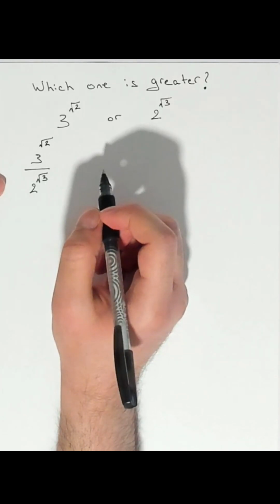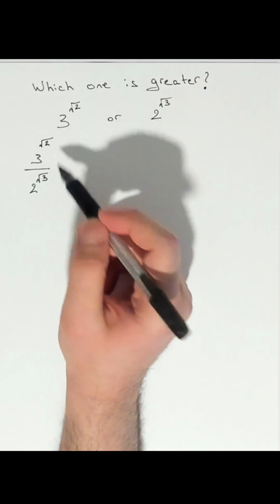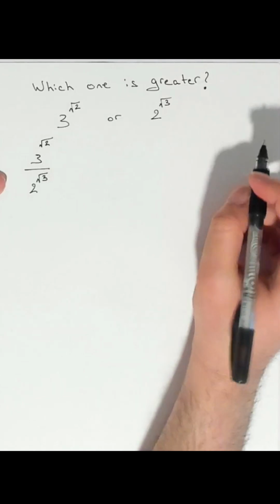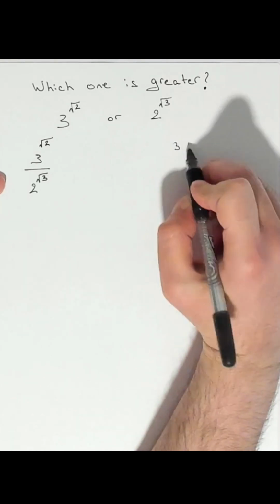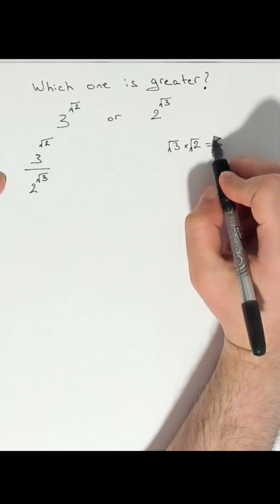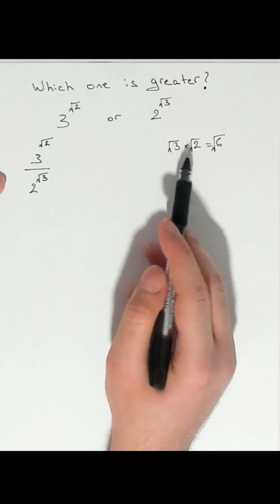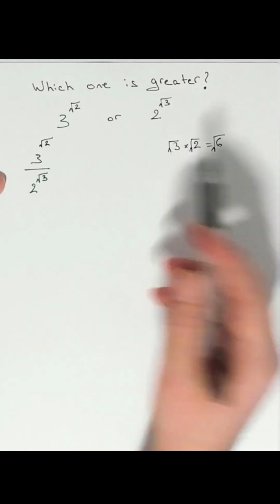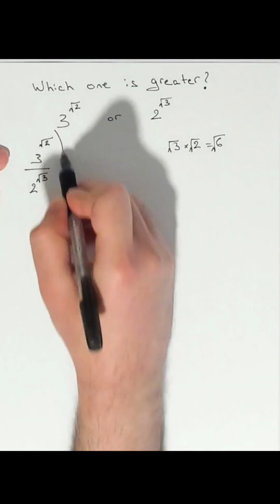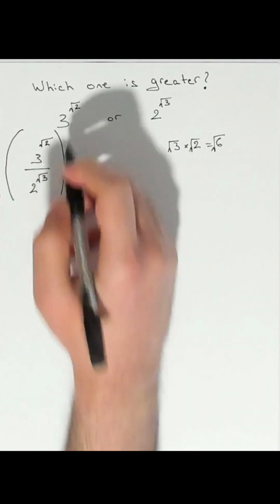I can see here something in common between 3 and 2. We all know that 3 multiplied by 2 is equal to 6. So the square root of 3 multiplied by the square root of 2 is equal to the square root of 6. What I will do here is I want to raise the ratio to the radical 6.